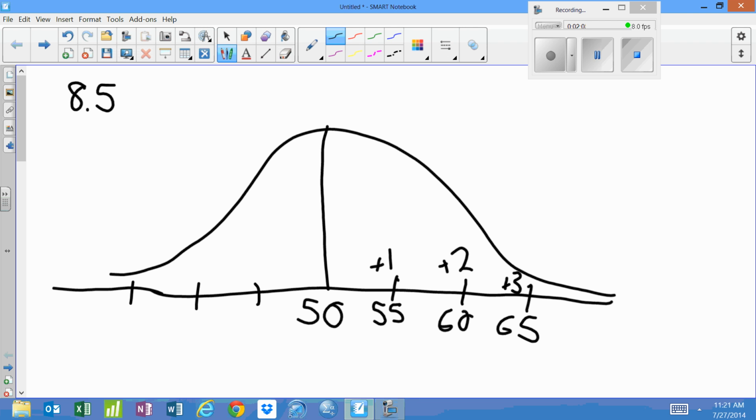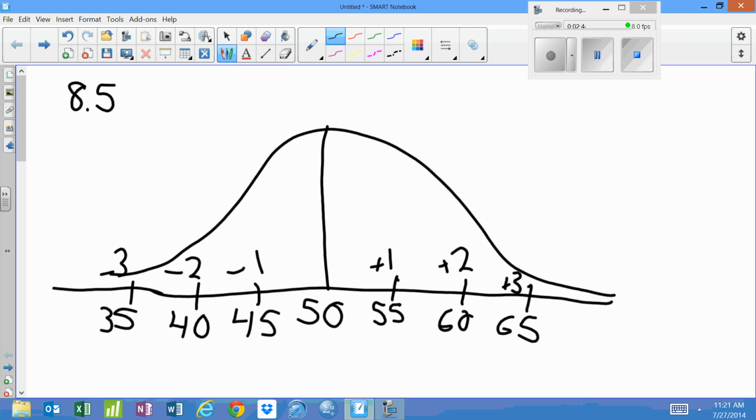On the other side, since we're going to the left, 1 standard deviation to the left of our mean means we subtract 5, which is 45. And we keep doing that, so we subtract 5 each time because that's our standard deviation. So I've got 40, and then I've got 35. Okay, that's how we represent standard deviation. Notice the majority of our scores range between 35 and 65. If we're looking at the empirical rule, that would represent 99.7% of our data because we're within 3 standard deviations of our mean.